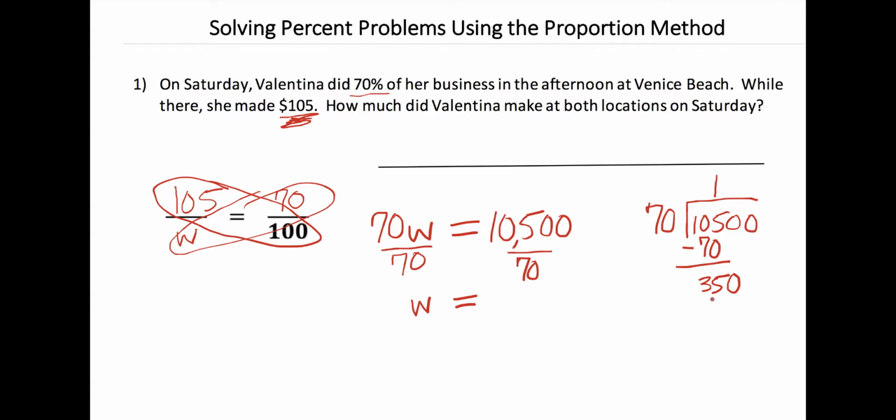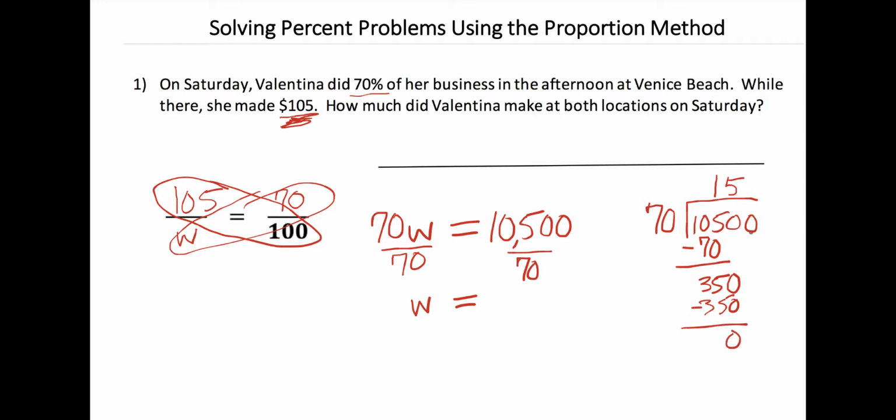70, does it go into 350? It does, and in fact, it goes in exactly 5 times, because 7 goes into 35 5 times. That means that 70 goes into 350 5 times. So let's put our 5 up here. 5 times 70 is 350. Sorry about my printing.